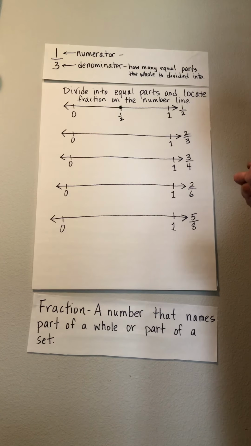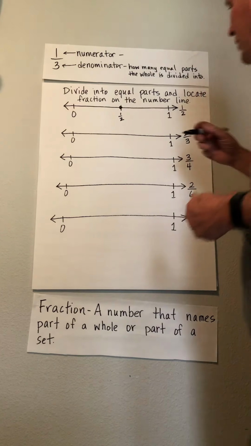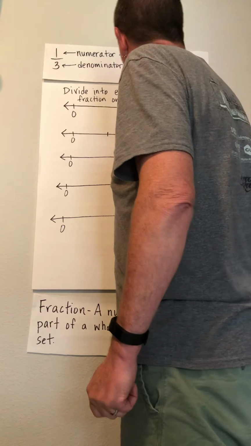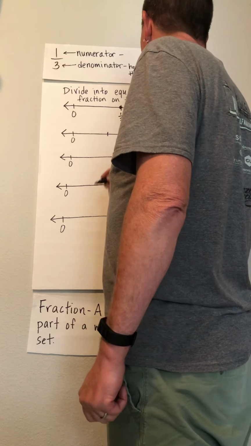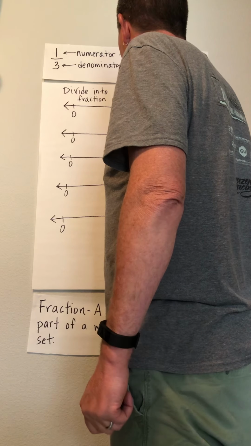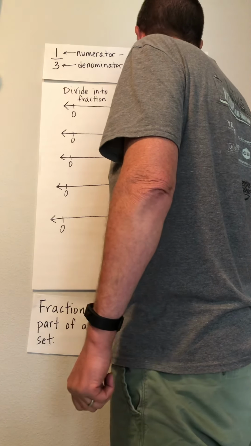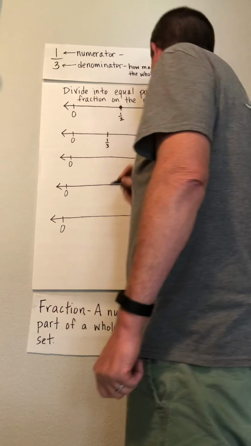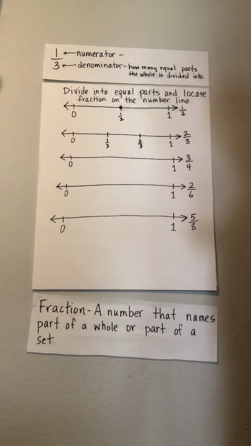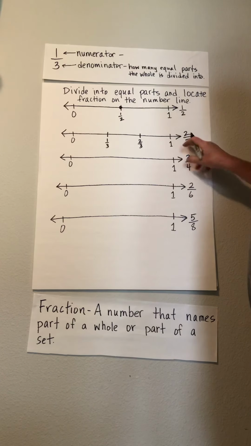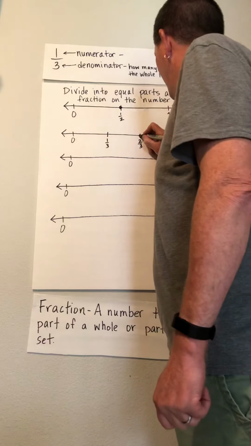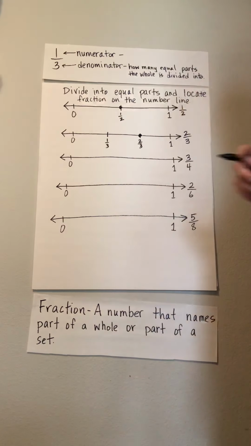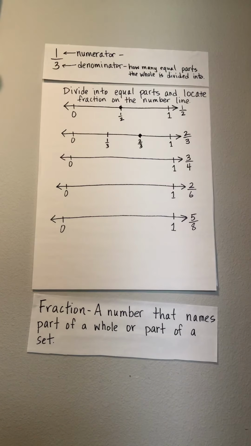Okay, thirds. So 3 equal parts, 2 lines. Let's see, right about there, right about there. Let's label them. So this is 1/3. This is 2/3. 1 would be 3/3. So we're finding 2/3. So on the number line, 2/3 is right there.